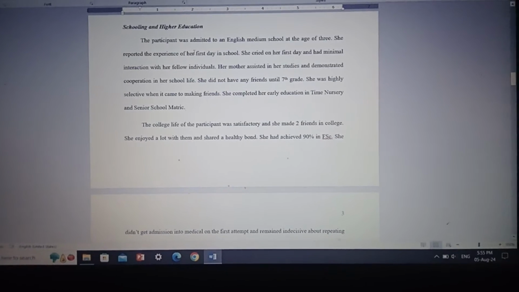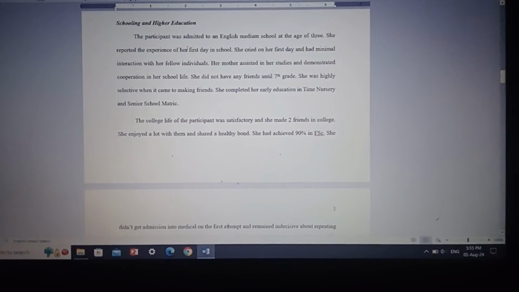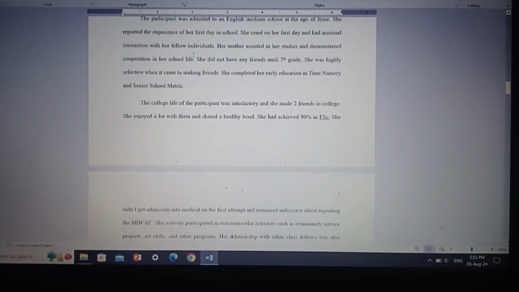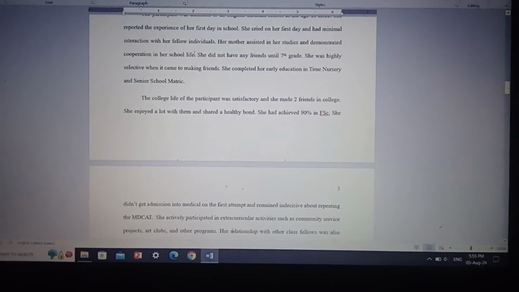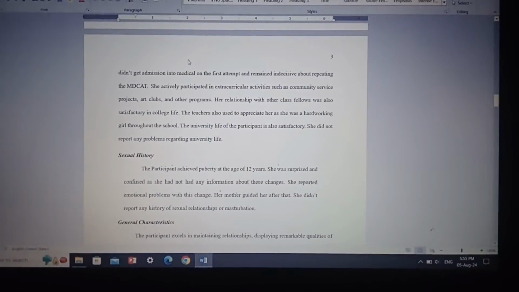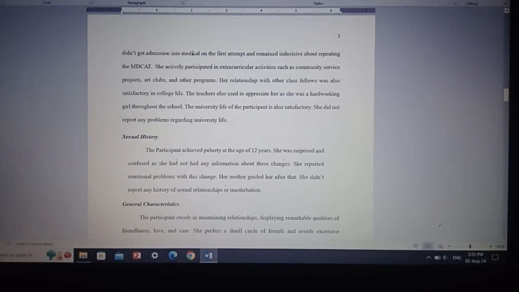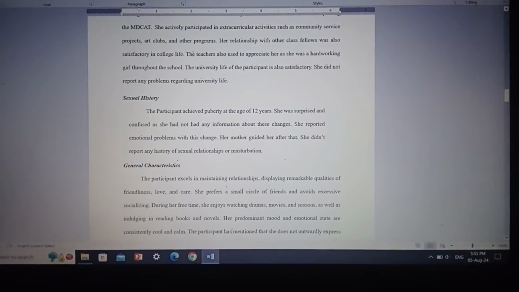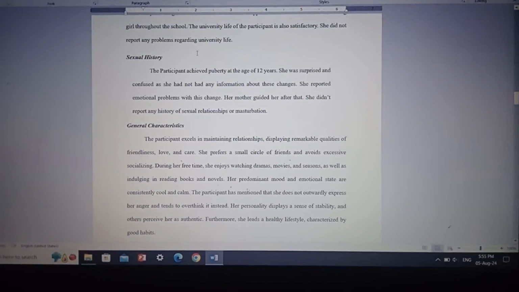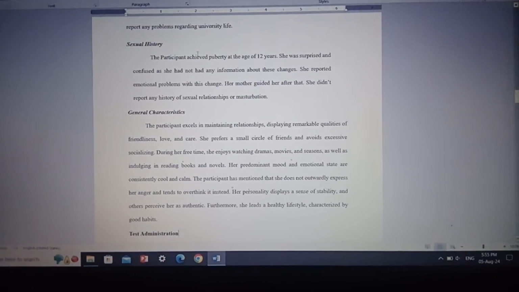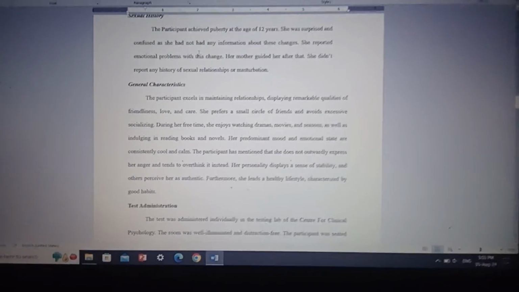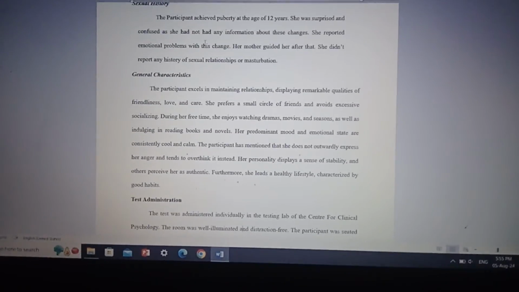And then we will add the schooling and higher education part, in which we will mention all the academic history of the participant, starting from school to college life to graduate education. And here we can mention the co-curricular activities, how her social life was in school, college, and university. Sexual history. Now we will ask the questions related to her puberty, her reaction to that, and what was the guidance by her mother, and relevant details about that.